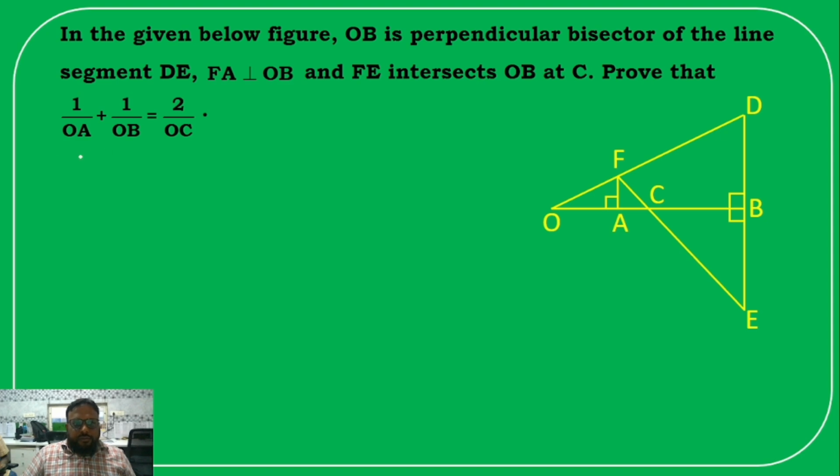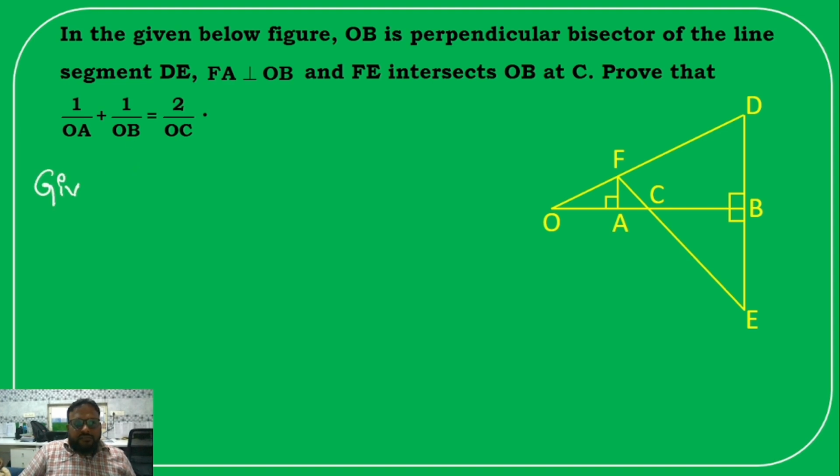Now this is a question from triangles, picked up from the exemplar. Let us see this question. In the figure given below, OB is the perpendicular bisector of the line segment DE. FA is perpendicular to OB and FE intersects OB at C. Prove that 1 by OA plus 1 by OB is equal to 2 by OC.